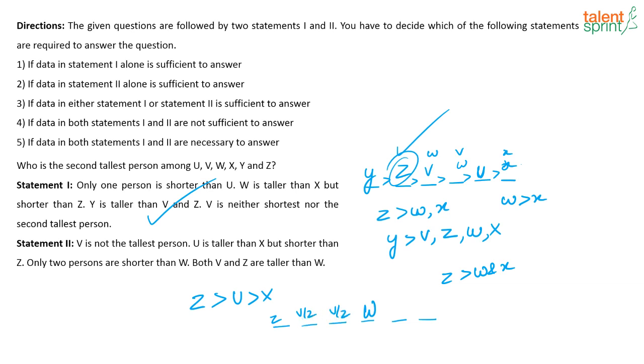Only 2 people are shorter than W. U is taller than X but shorter than Z. So based on where Z comes, U can come. So basically you are not getting an exact order to say who will be the second tallest. So using this statement you cannot find out who is the second tallest. So what is the answer here? Only statement 1 is enough to arrive at the answer. So what will be your answer? Your correct answer will be option 1. Data in statement 1 alone is enough to arrive at the answer.